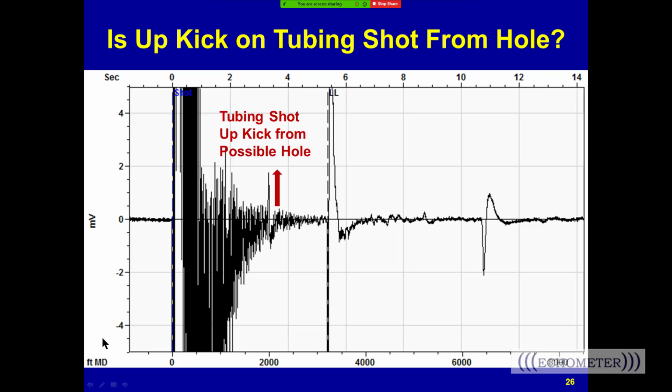Now, this is a well where there's no production of surface, but they pressure tested the tubing, and this was shot down the tubing, and there's an upkick, and the pressure test of the tubing held. And so, what is this upkick? What is this? And so we spent quite a while trying to figure this out because the pressure test held, so it wasn't a hole.